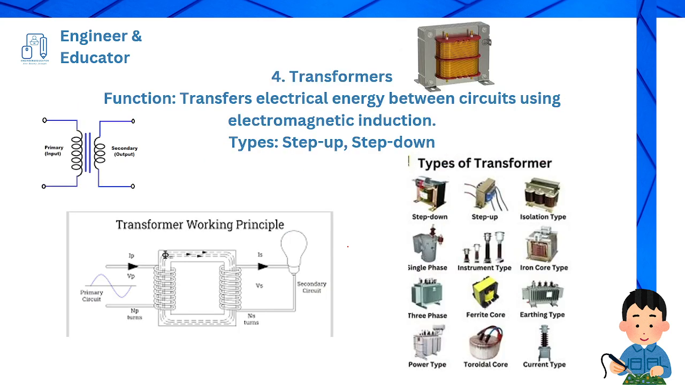So what if two coils are placed back to back, or opposite to each other? It transfers the electrical energy between circuits using electromagnetic induction. The types of transformers are step up and step down transformers. A transformer is a device consisting of two or more coils and is used to transfer electrical energy from one coil to another.